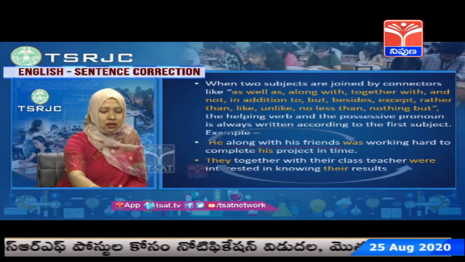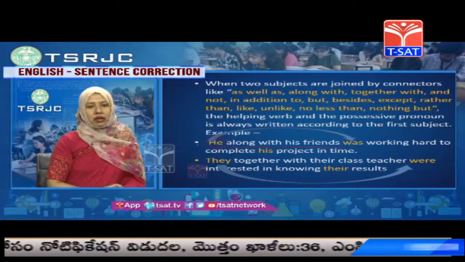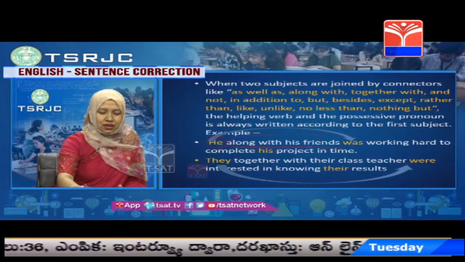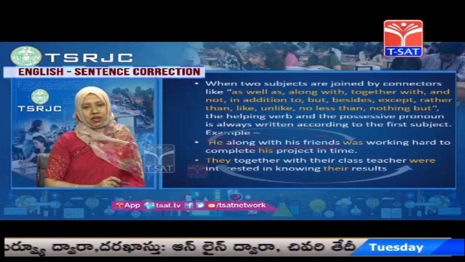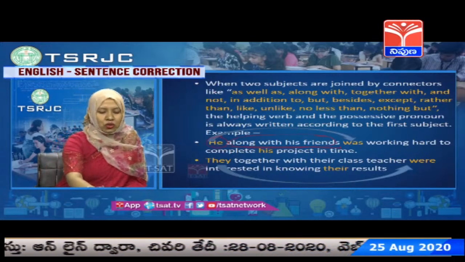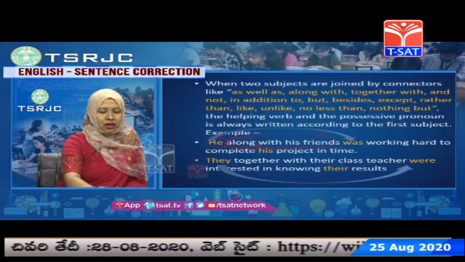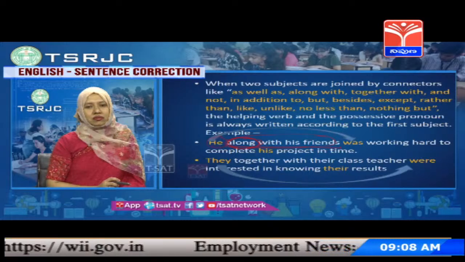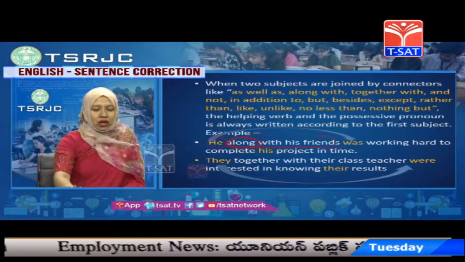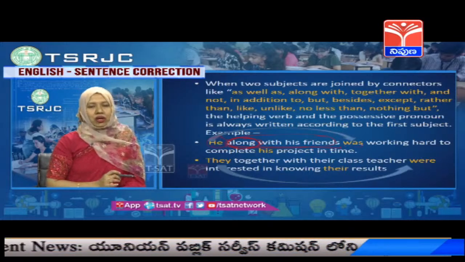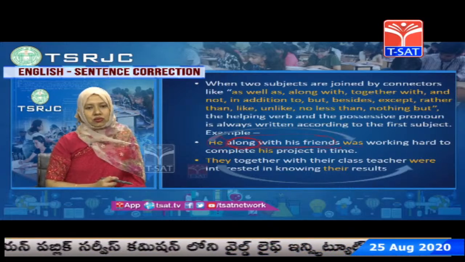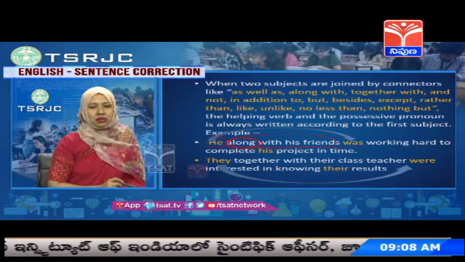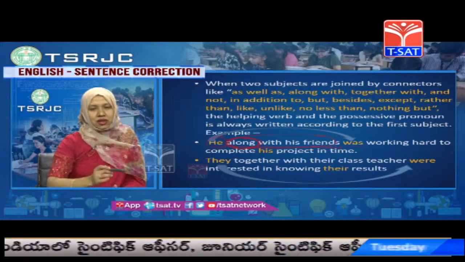Here he is the subject, along with his friends there is another subject, two subjects. To join two subjects we are using the connector along. Along is the connector. Now in this sentence, which verb should be used? Either you should look at the first subject or this subject.